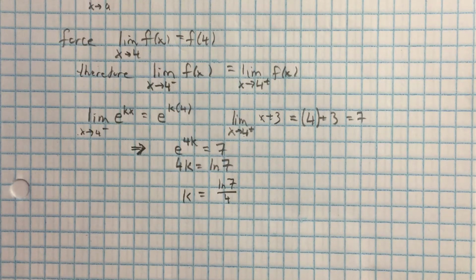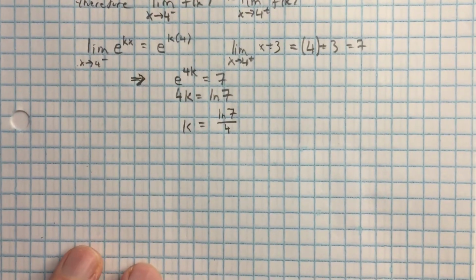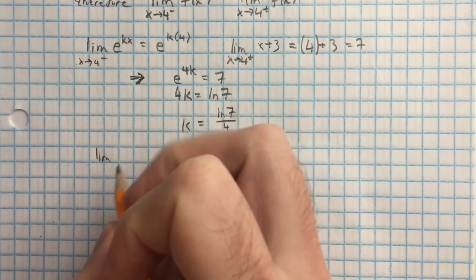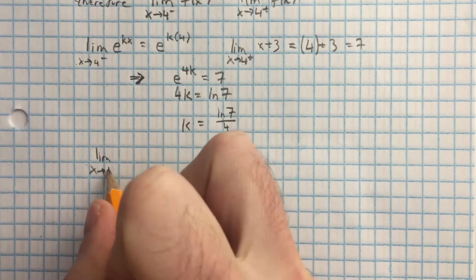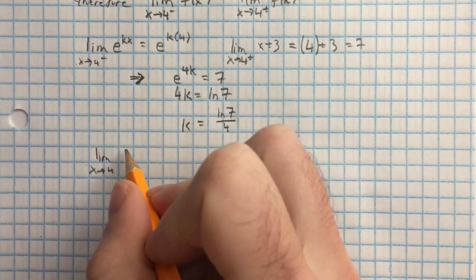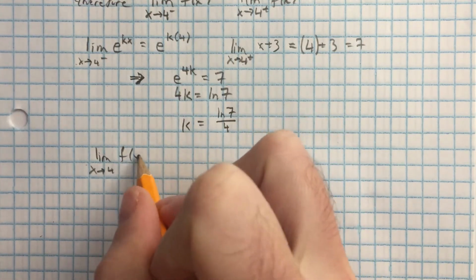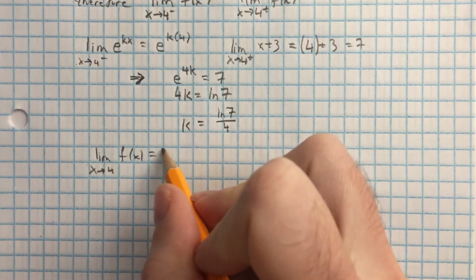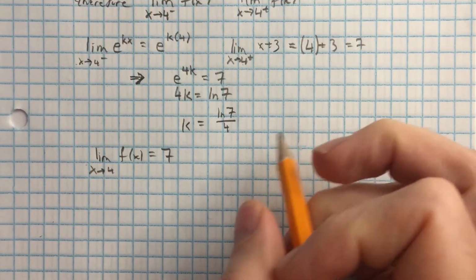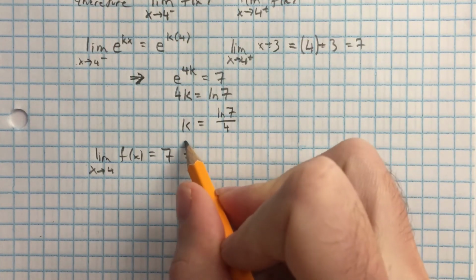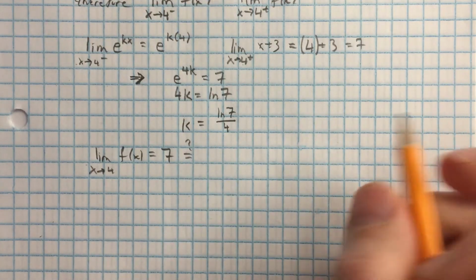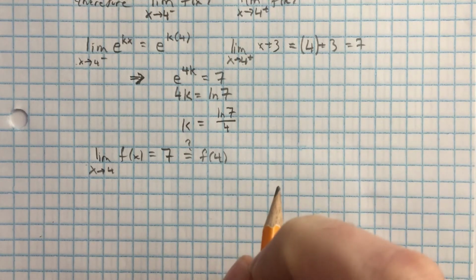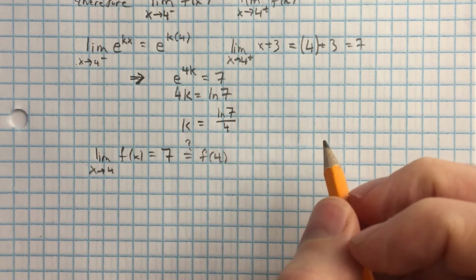So the only thing we need to make sure now is that the limit as x approaches 4 of our function, of f of x, now exists and will be apparently the number 7. It'll be 7. We just need to make sure that that will be the same as the function value itself. Will that be f of 4? If so, then this is continuous now at 4 because of our choice of k, and if not, not.